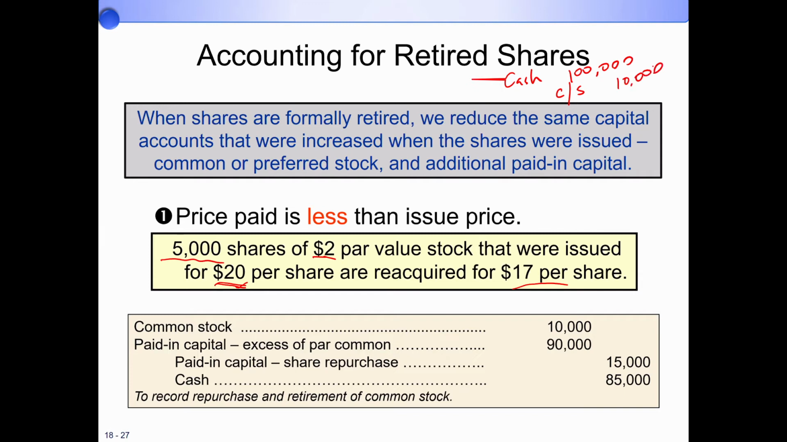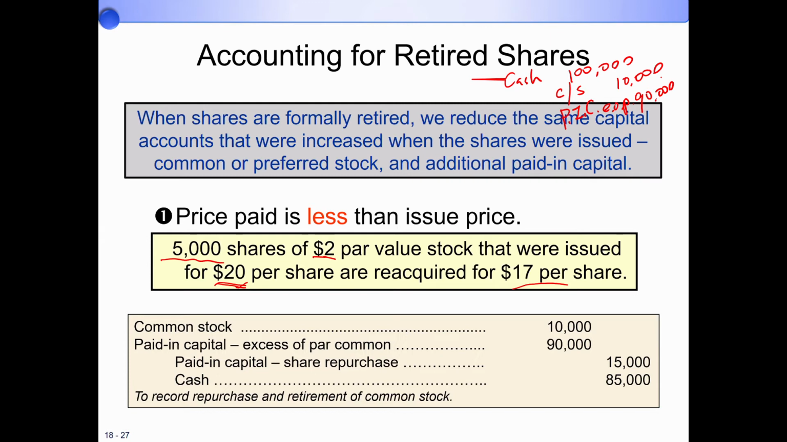Okay, and then you have what? Additional paid-in capital, because of the excess of par value, the difference, right, which is $90,000. So these are the journal entries when we issue those 5,000 shares. Now we purchase back and then we cancel those shares. Those shares no longer exist.